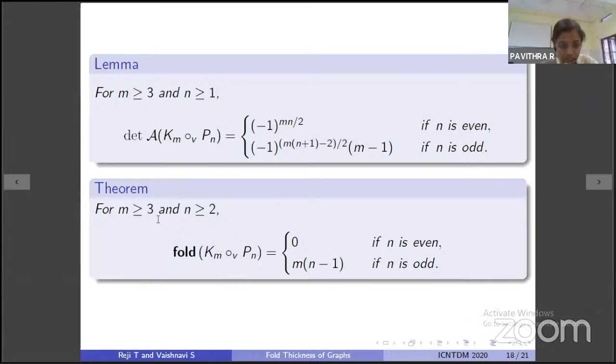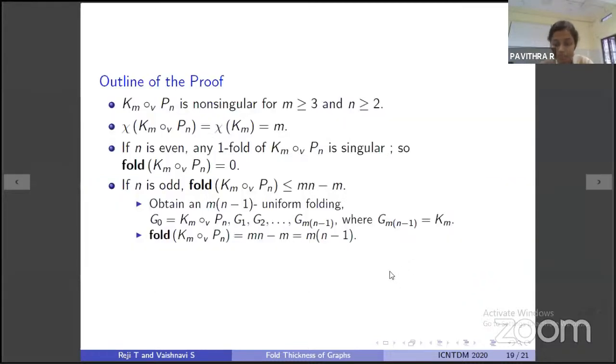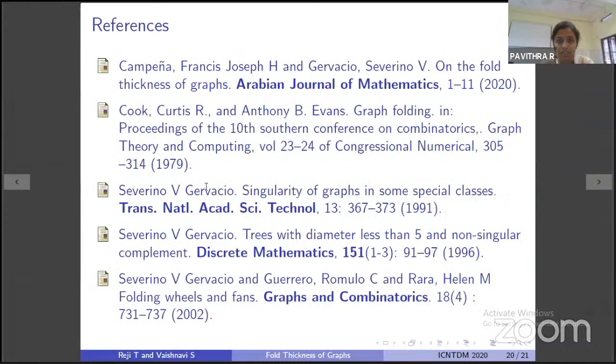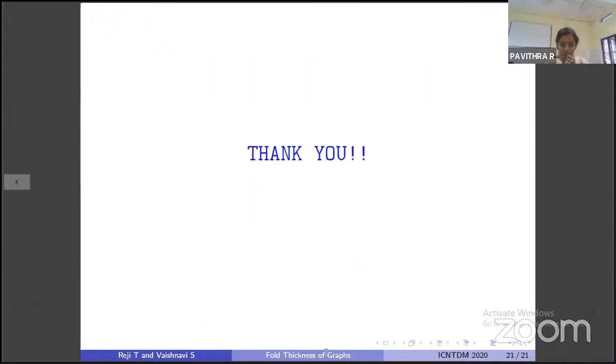This is the main theorem. For m greater than or equal to 3 and n greater than or equal to 2, the fold thickness of the rooted product of the complete graph Km and Pn is equal to 0 if n is even and m into n minus 1 if n is odd. This is the proof. These are the references. That's all. Thank you.